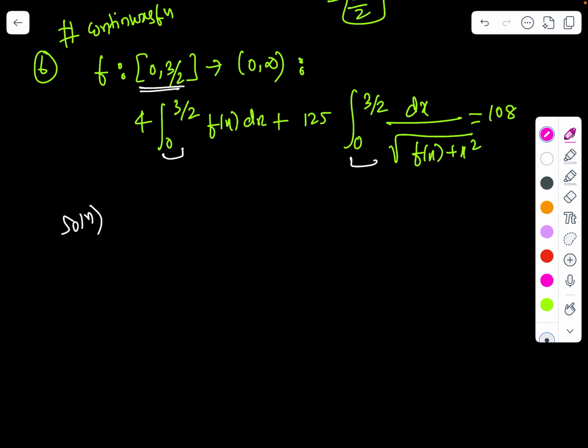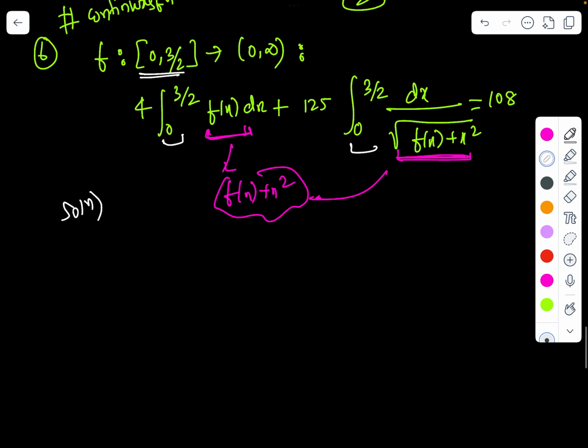Now, clearly you can see we have some expression over here and f of x over here, right? First is f of x, second is root over f plus x square, and f is unknown. So if somehow I would have brought an f of x plus x square kind of a structure, then at least something common I could see, right? That can serve as a motivation because f of x is unknown.